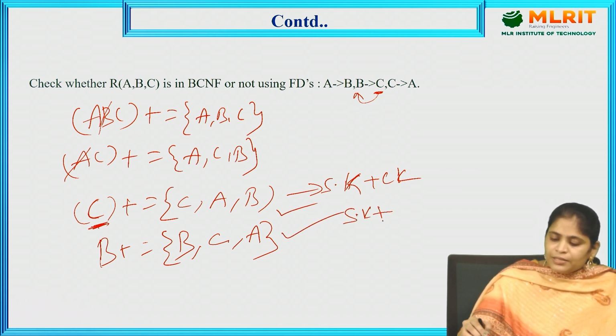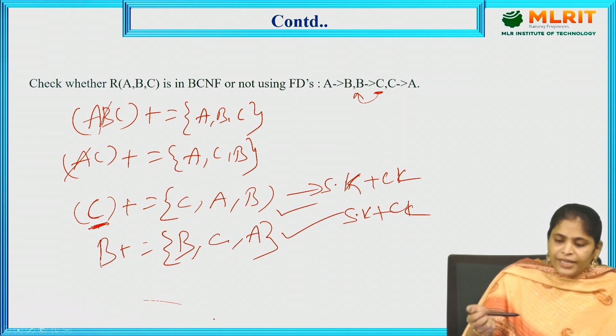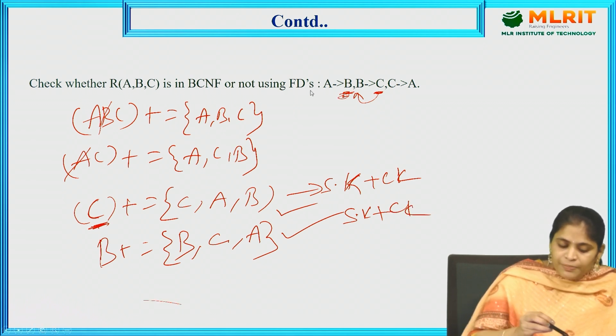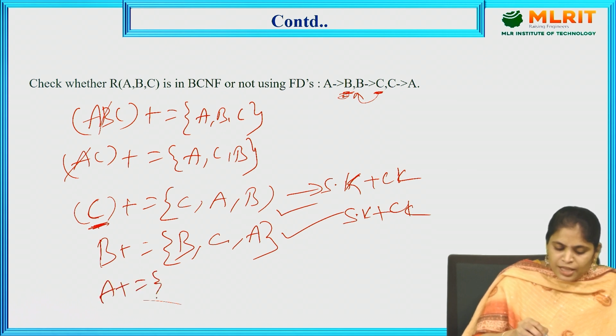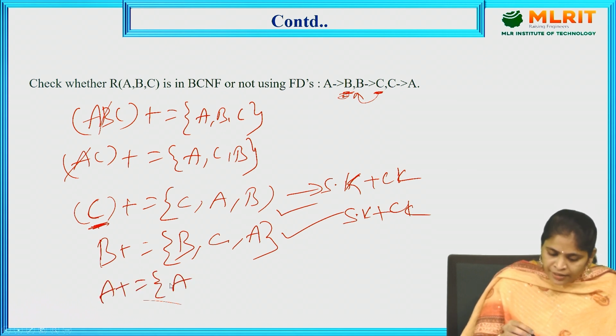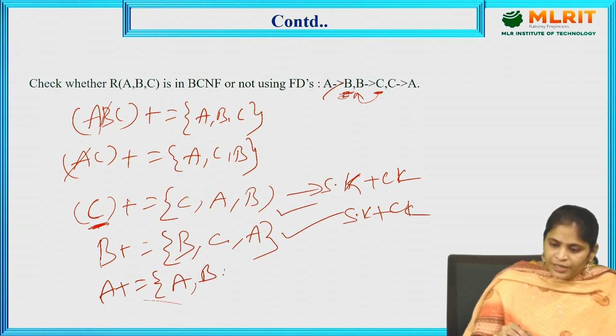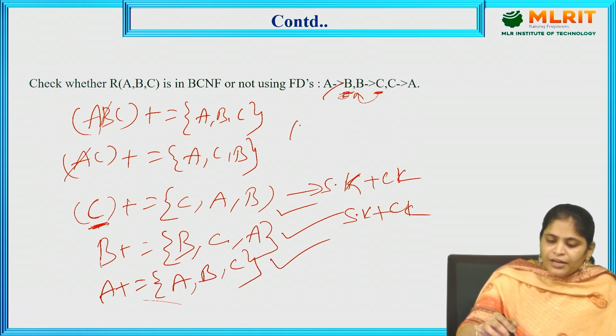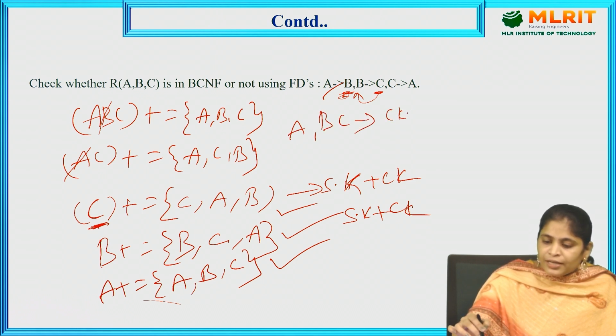Super key plus candidate key. Okay. So again, we need to check whether B is available on the right hand side. Yes, it is replaced by A. A plus: now A, we include A derives B, and from this functional dependency, B derives C. This is also a candidate key. Now what candidate keys do we have? A, B and C. These are the candidate keys and nothing but prime attributes.